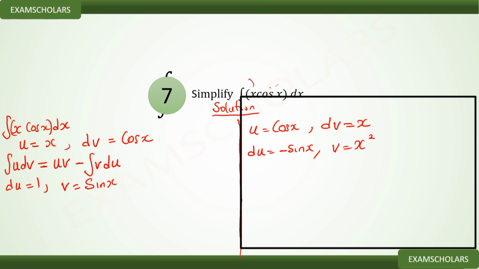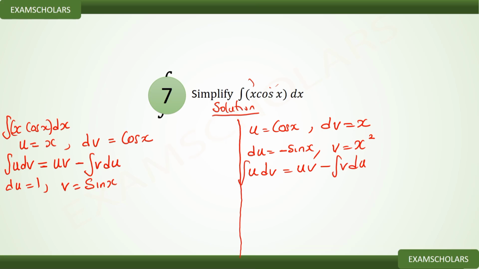Let us follow. We want to use this formula: integral of u dv equals uv minus integral of v du. Let's just solve this one first. Let's insert them inside this formula. So the integral of our expression, which is u dv, the integral of, what is u here? Cos x dv. So it's still the same thing, u dv.